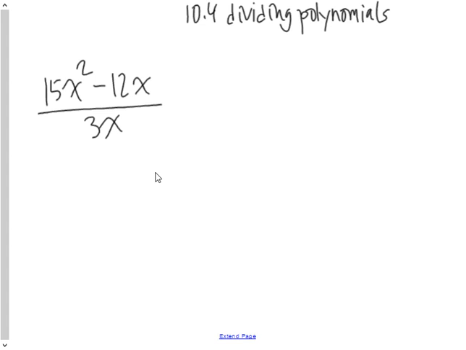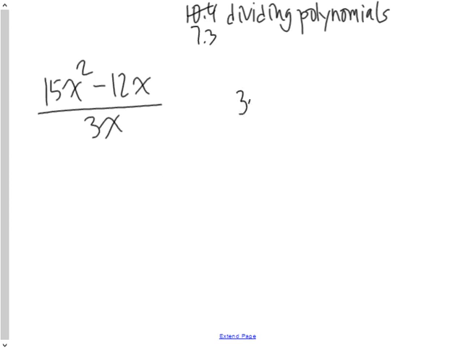Okay, your last section in Chapter 7 on multiplying and dividing polynomials, 7.3, not 10.3, is called Dividing Polynomials. So the first example you have is a question like this. And the thing you need to understand is that division and multiplication of polynomials is very similar.